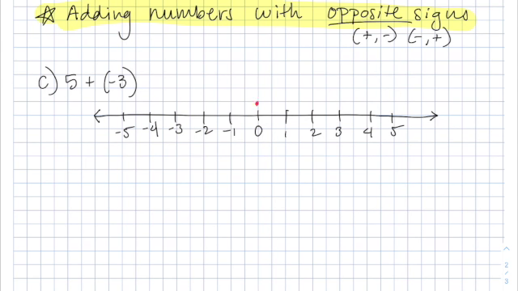Now my first line that I'm going to draw, I'm going to start at 0. My first number is 5, so I'm going to go to the right 5. Let's try again. Go to the right 5. 1, 2, 3, 4, 5. I'm going to stop here. And then I'm going to start where that arrow ended up, and I'm going to go back to the left, 3. Okay, try to keep your lines nice and even. I ended up at 2. Okay, so 5 plus -3 is equal to 2.